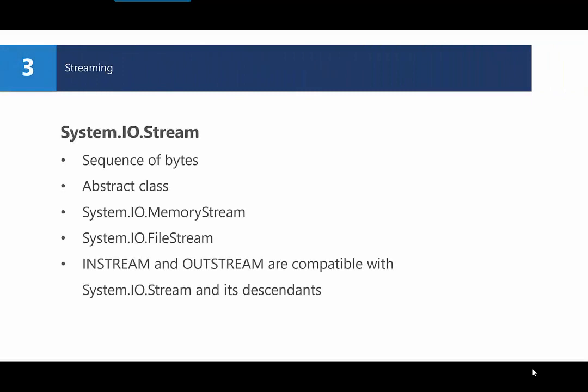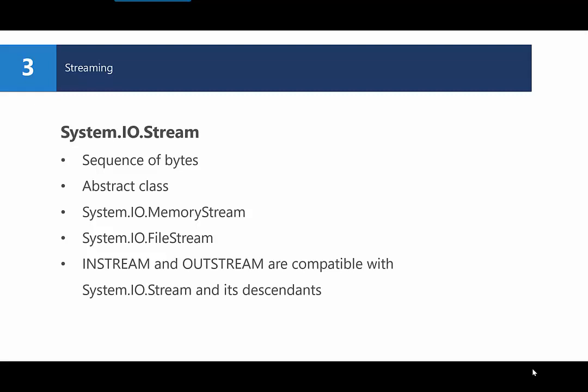Let's now look at streaming. The system.io.stream class represents a sequence of bytes. It is an abstract class that has a number of derived classes. The most useful classes are the memory stream, which holds a sequence of bytes in memory, and the file stream, which gives access to the contents of a file.